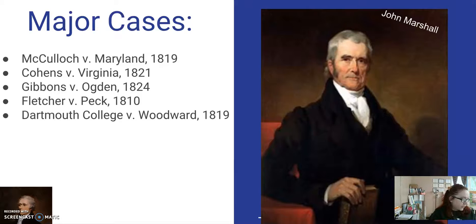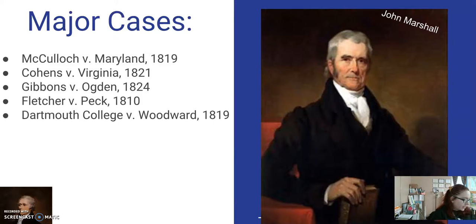Cohens versus Virginia, 1821, that establishes and reaffirms the supremacy of the federal Supreme Court over state Supreme Courts. The Supreme Court of Virginia had made a decision, and it was appealed to the federal Supreme Court, and part of the decision that was handed down, it was reaffirmed that yes, in fact, the federal Supreme Court can review decisions made by lower Supreme Courts and could overturn them or uphold them as they see fit.